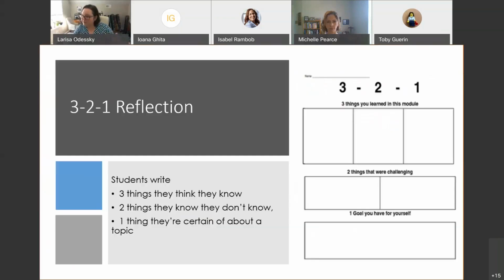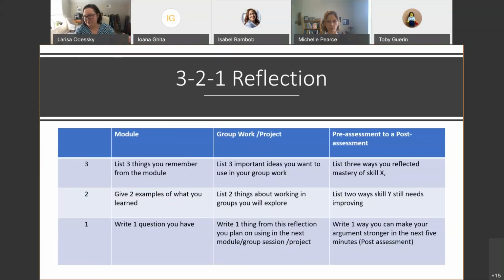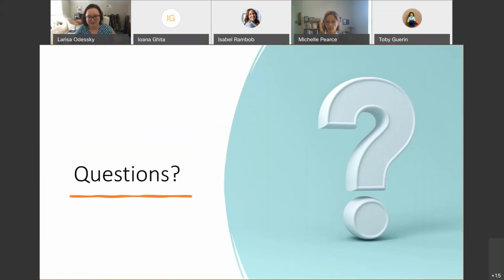The other one, a much simpler way, is a 3-2-1 reflection. I think it's great for foundational classes. Three things they know, two things they know they don't know, and one thing they're certain about a topic. There's a variety of ways of doing this. For example, in a module, three things you remember, two things you learned, and one question you have, or three important ideas, two things about working in groups, etc. So we can use the 3-2-1 model pretty much in any context. And again, it's a very guided way of giving them a reflection.